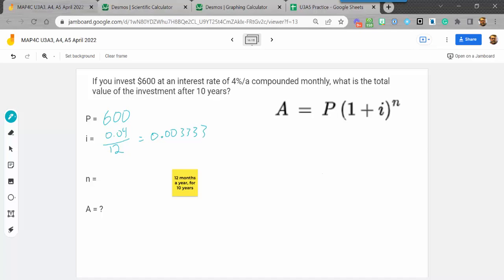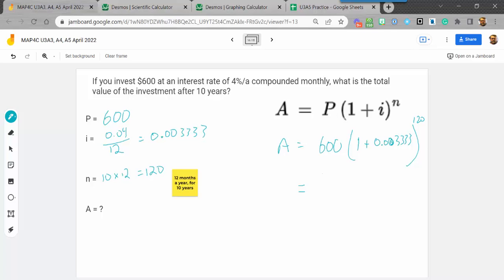n is going to be how many times we're going to do this. In 10 years, there's actually 120 months. There's 10 years times 12 months in a year, so we're going to do 120 of these calculations, and A is how much we have afterwards. So A equals P, which I've already got, 600. And now 1, the original 100%, plus this little piece of interest, 0.00333, to the power of n, in this case 120. Okay, so that's my 10-year one.